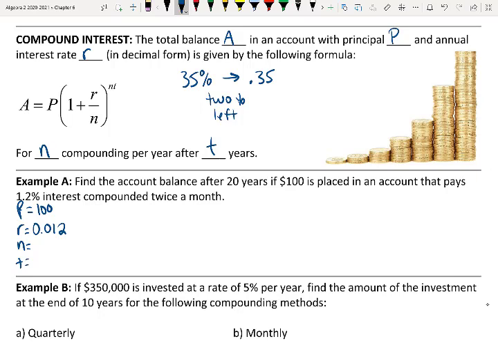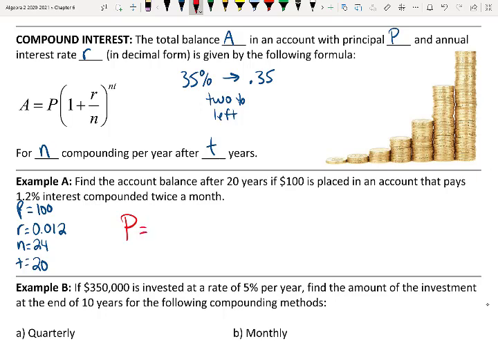Remember, N is how many times per year we're calculating the interest. So if it happens twice a month, that would be 24 times throughout the entire year. And then last but not least, our T value, that's our number of years, that's our time that it's staying in the account, and that one we're given that it's going to be in there for 20 years.